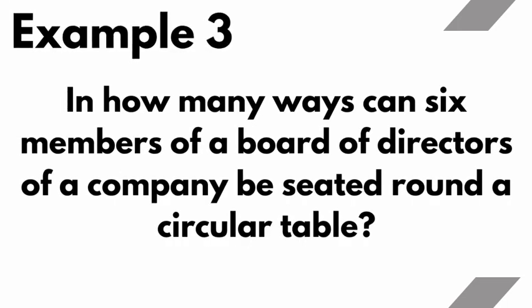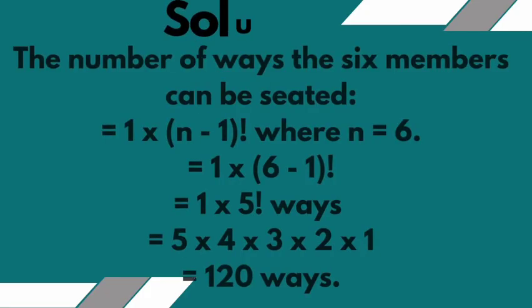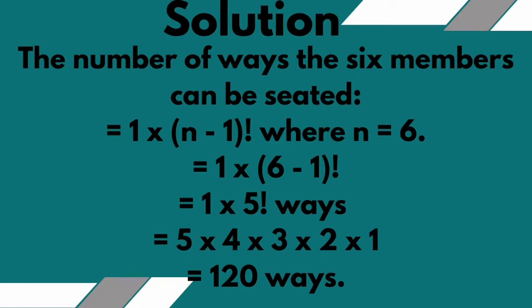Example 3. In how many ways can 6 members of a board of directors of a company be seated around a circular table? Solution. The number of ways the 6 members can be seated is equal to 1 multiplied by (n minus 1)!, where n is equal to 6. Therefore, we have 1 multiplied by (6 minus 1)!, and that gives us 1 multiplied by 5!, which is 5 times 4 times 3 times 2 times 1. And the final answer gives us 120 ways.